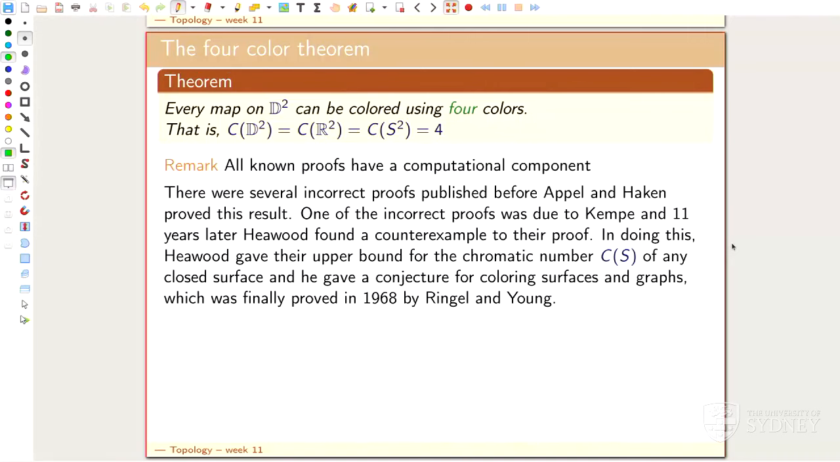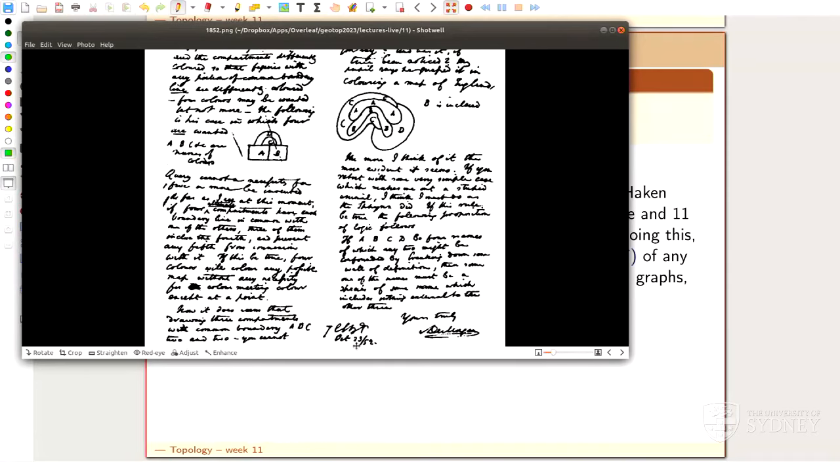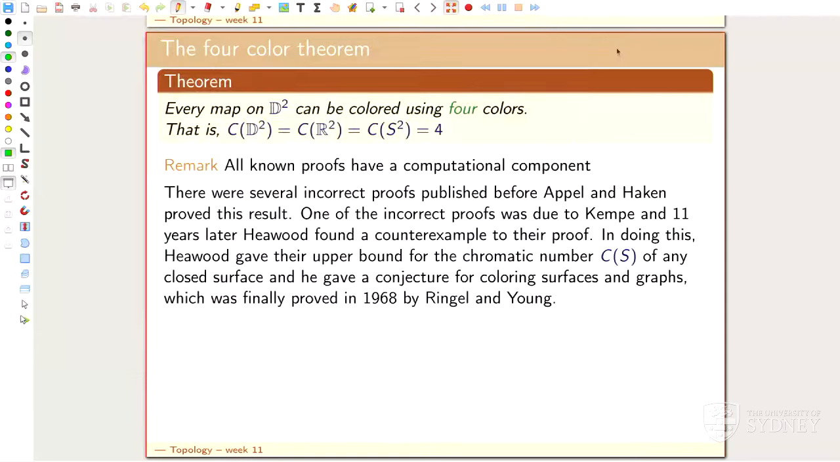So I showed you the letter, the original. I still have it here. Let me just pull it up. The original letter from a long, long time ago. It's dated back to the 23rd of October, which is almost what we have today, but 1852. And many, many people tried to prove this. And they failed. There were a lot of wrong proofs published. It's a theorem in math with a rich, rich, rich history.